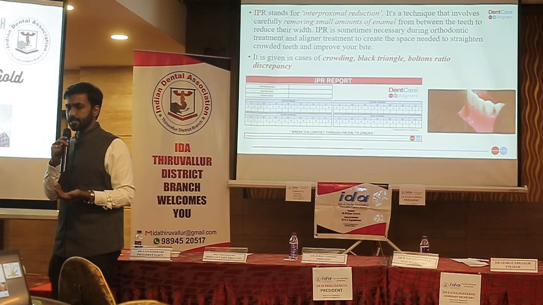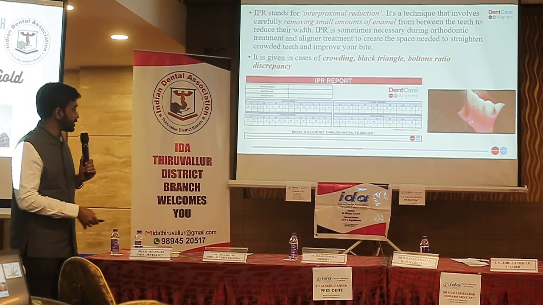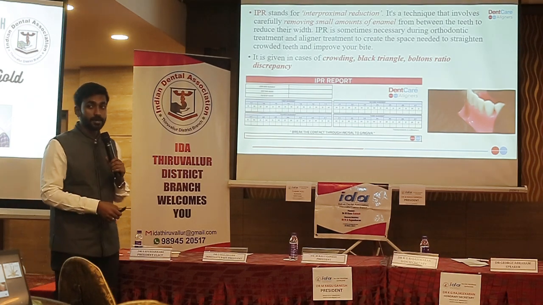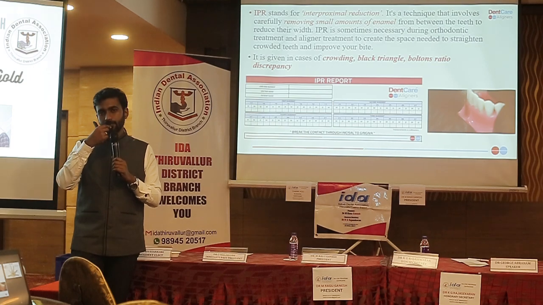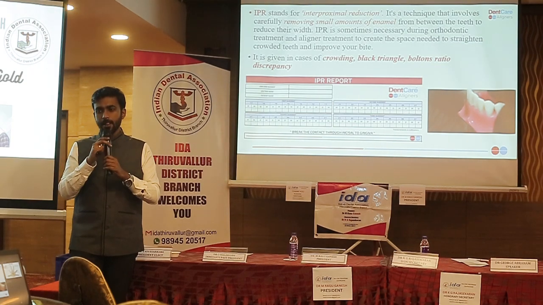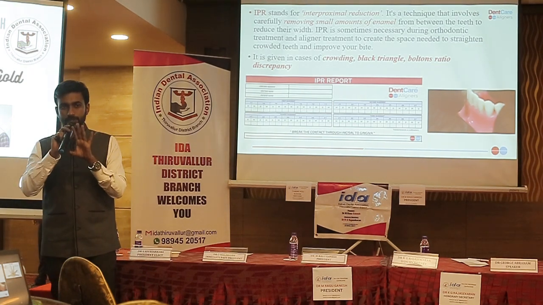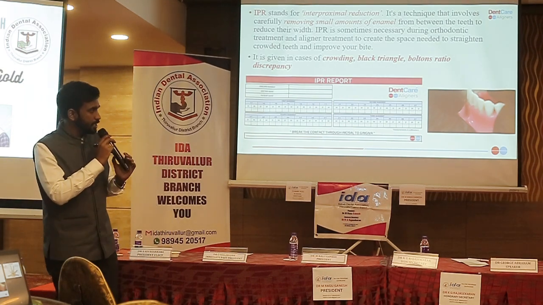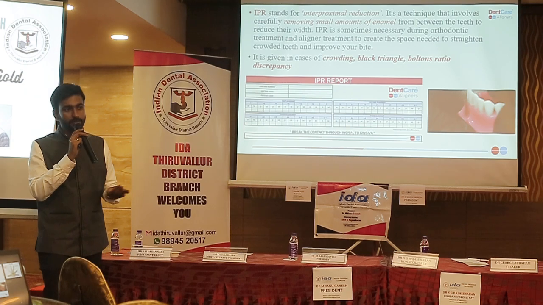So IPR is basically done in various cases. It is done in cases where there's crowding and we need to decrowd it, or in cases where there's a black triangle. If there's a black triangle, we do the IPR in the incisal area, make the wall straight, and then we close it. That will settle the black triangle issue to a certain extent. Then in cases where there's a Bolton's ratio discrepancy.